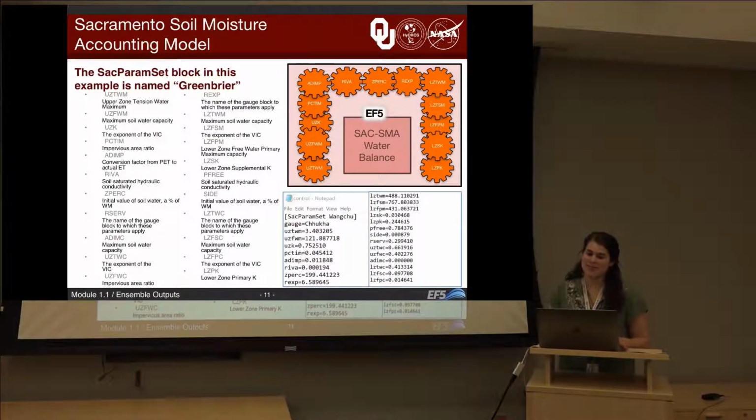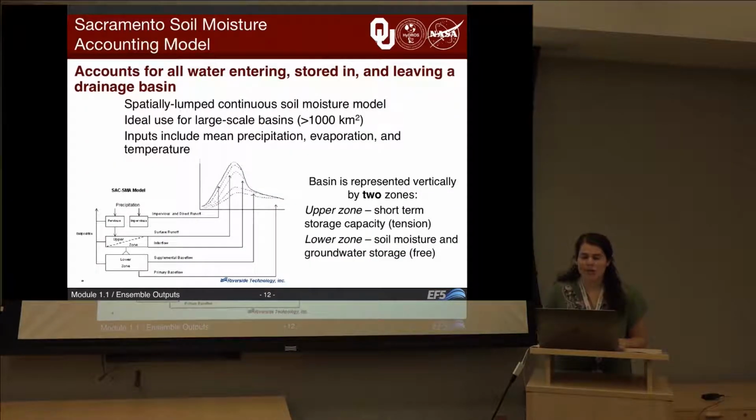We also have the Sacramento soil moisture accounting model, and this has a lot of parameters. It has over 20. You can see an example of how this looks in the control file in the bottom right-hand corner. Because there are so many and such an intricate model, we're going to go into the background about this a little bit more. This model accounts for all water that enters, is stored in, and leaves a drainage basin. It's a spatially lumped continuous soil moisture model. We'll talk about these models a little bit more in the next presentation, but they might sound familiar because they were discussed in the Foundation EF5 training.